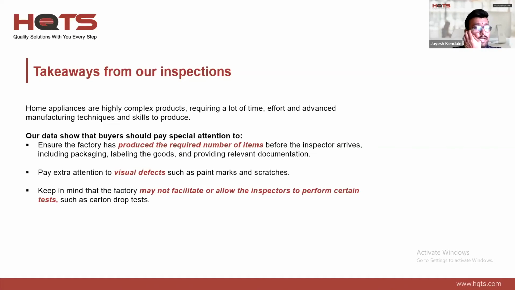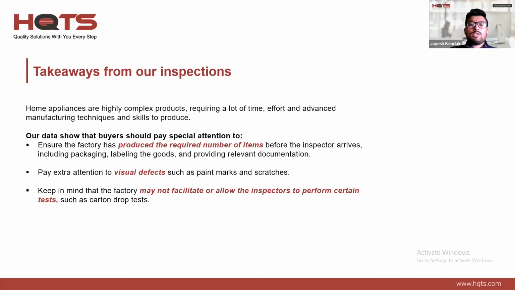So what our data shows is that the buyer should pay special attention to ensure the factory has produced the required number of items. When our inspector visits, these are the special attentions to keep in mind. The specified number of items should be there for the inspector to analyze before the inspector arrives, which includes the packaging, labeling of the goods, and relevant documentation from the supplier end.